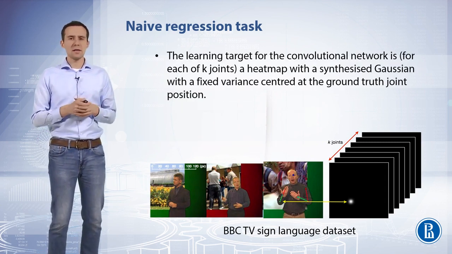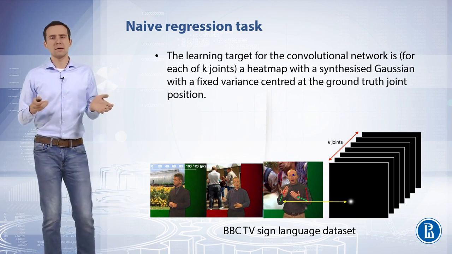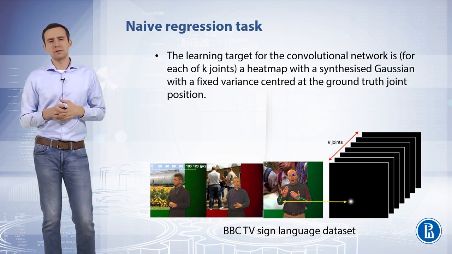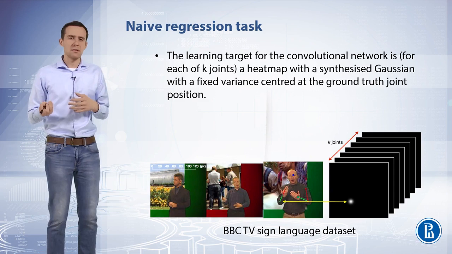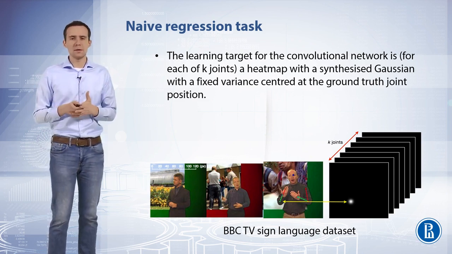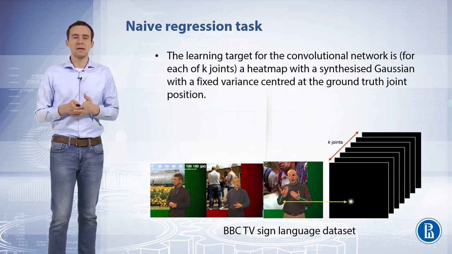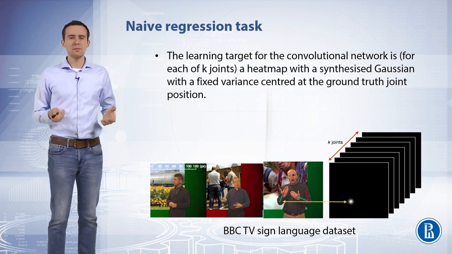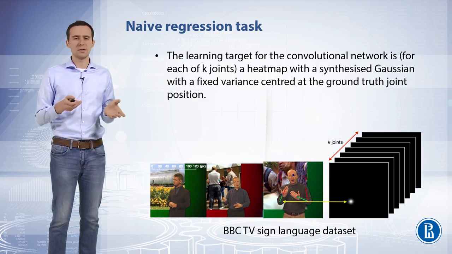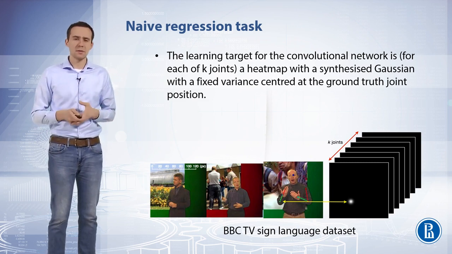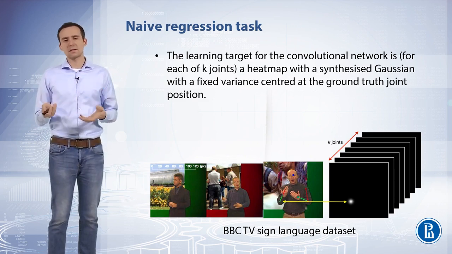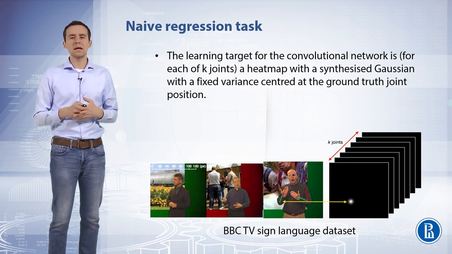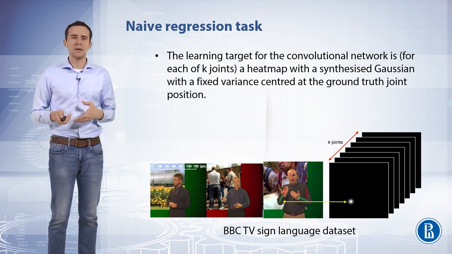However, instead of regressing the joint positions directly, there was an idea to regress a heat map of the joint positions separately for each joint in the input image. At training time, the ground truth labels are heat maps synthesized for each joint separately by placing a Gaussian with fixed variance and centered at the joint position.